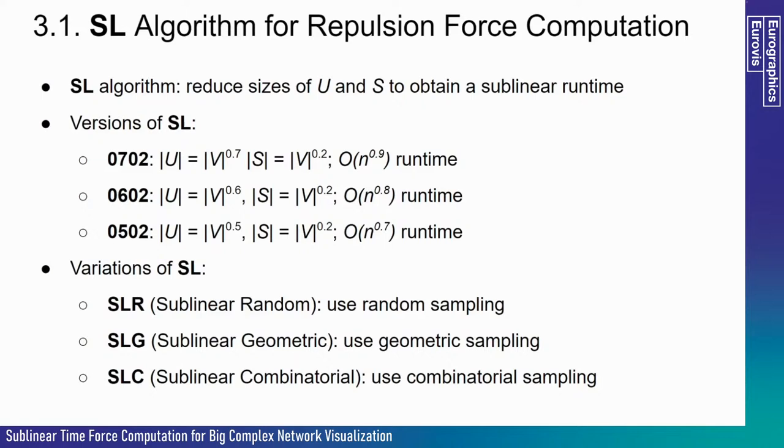We further define three variations of SL based on how the set S is selected. SLR or sublinear random uses random sampling, SLG or sublinear geometric uses geometric sampling, and SLC or sublinear combinatorial uses combinatorial sampling. The random sampling for SLR is straightforward, so we will just explain more on SLG and SLC.